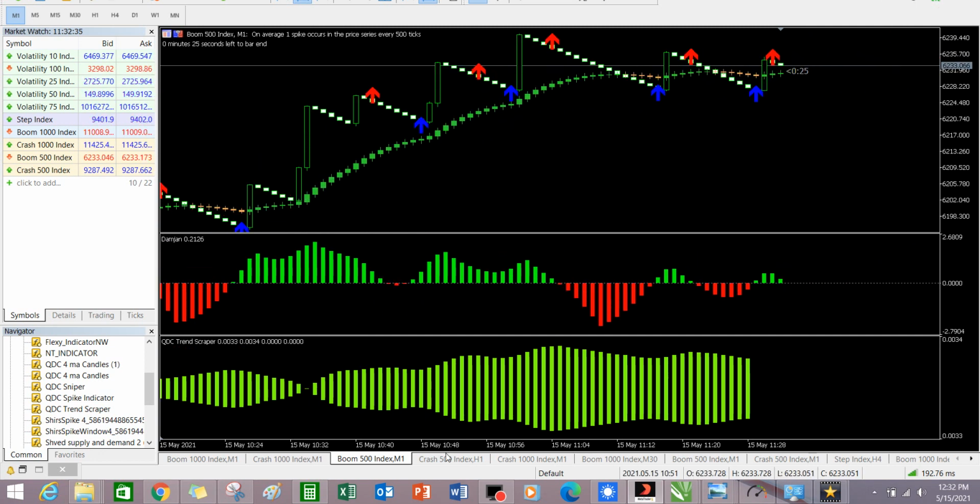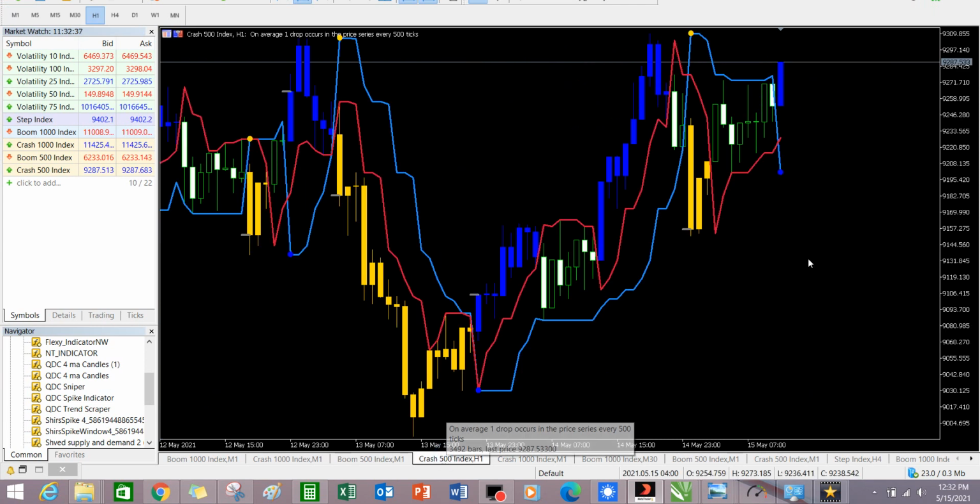Okay, so let's check out what is happening with crash 500. For crash 500, it has broken out from this resistance level and it has been going up. This is the 1 hour time frame. It will continue going up till it gets to this level, the next resistance level. That is when it should exit the market. So if you are the type that loves buying crash, then you should be in the market right now, taking advantage of that before it gets to the next resistance level.